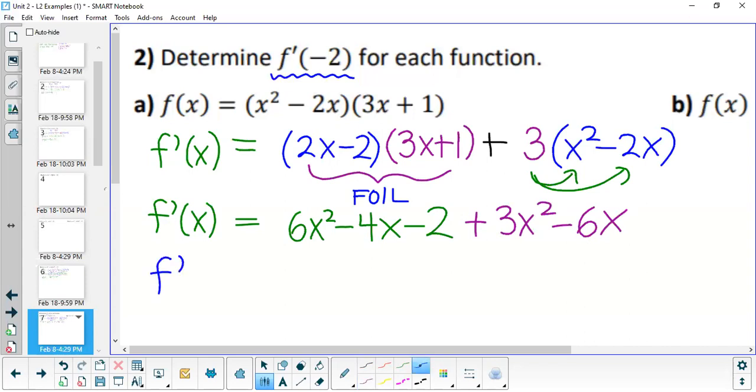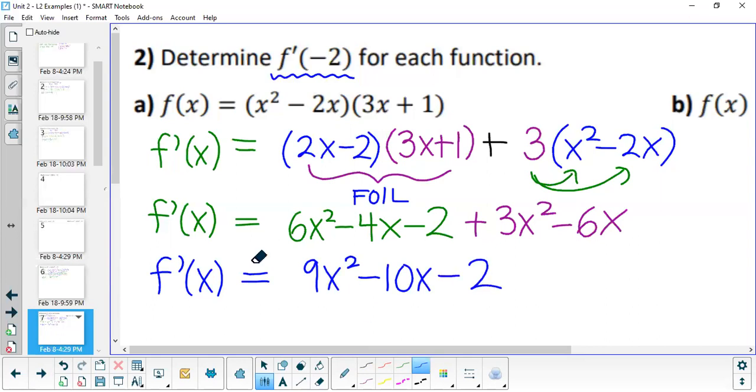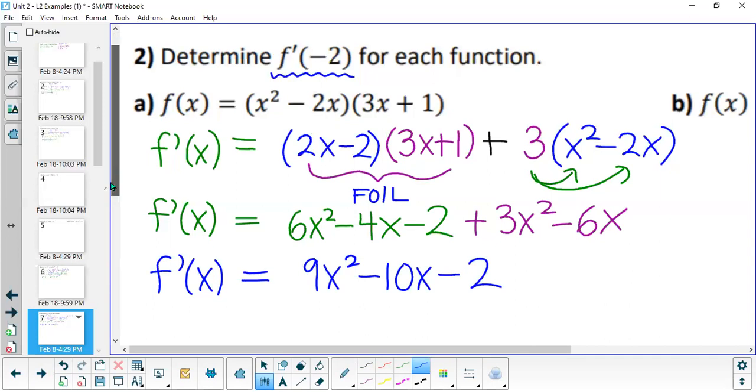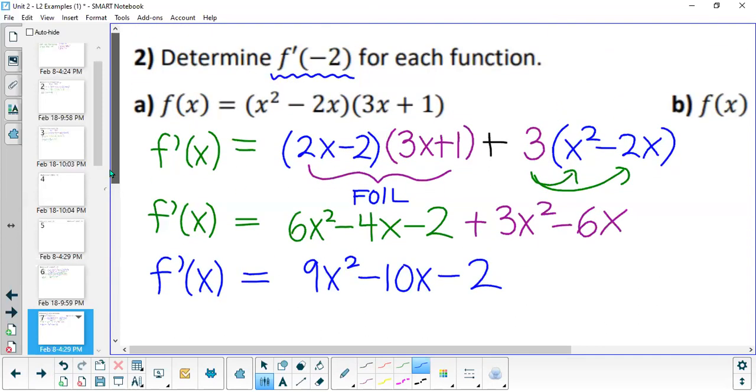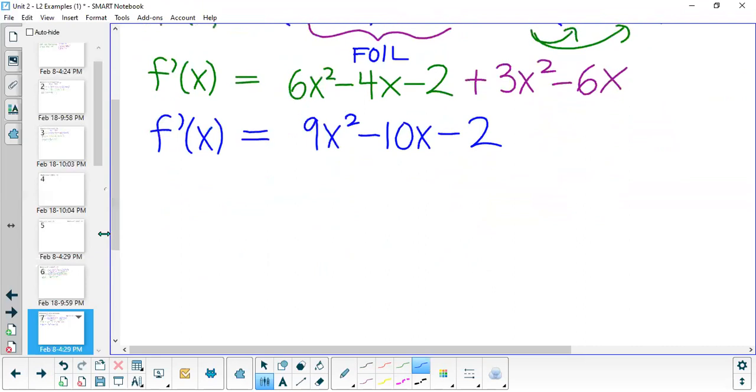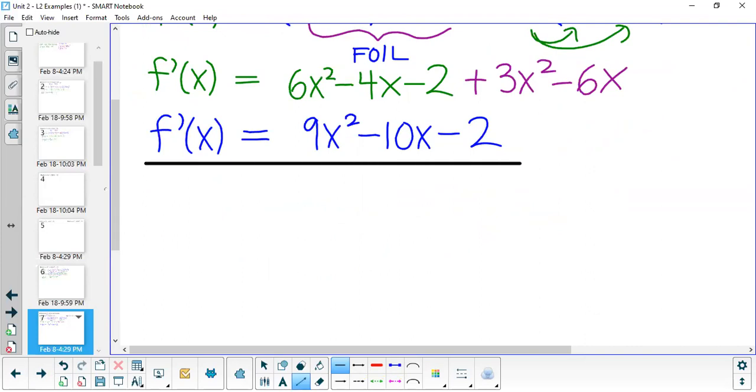Now, when I collect like terms, I can get a final formula for the derivative, which is 9x squared minus 10x minus 2. This is a general formula for the derivative. I cannot plug in an x value of negative 2. It's not positive 2, negative 2, until I find that formula. Now I'm going to create a line here and move on to the second part of what they're asking me.